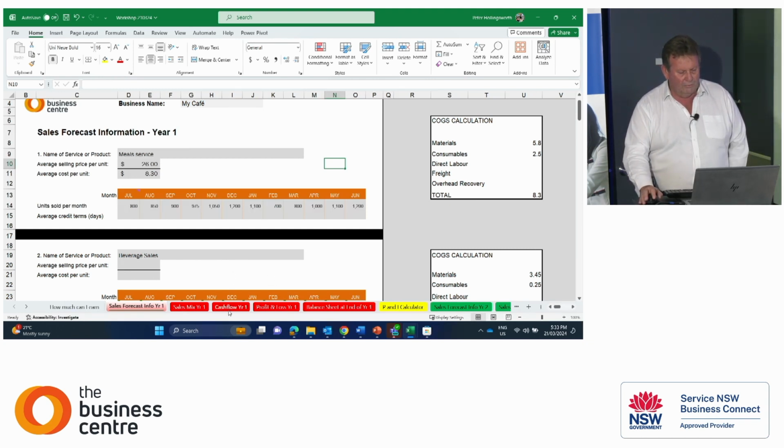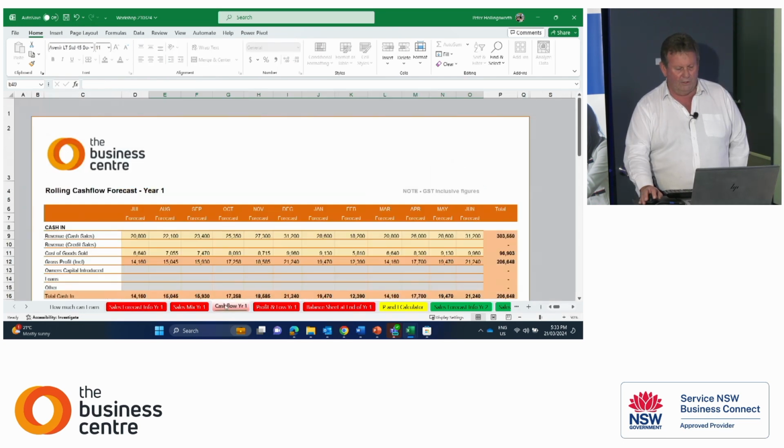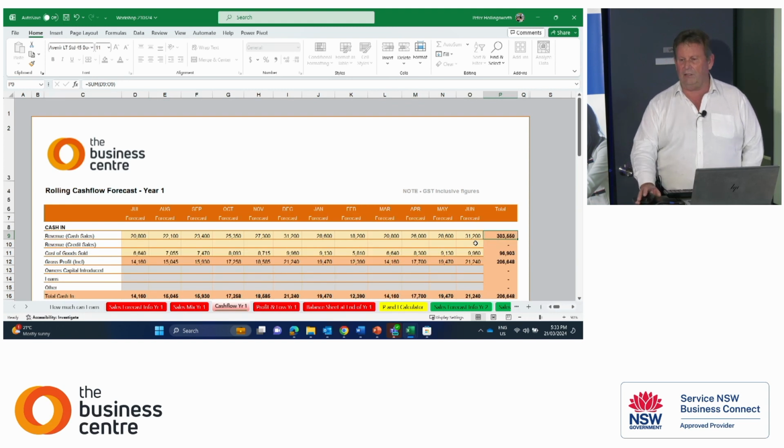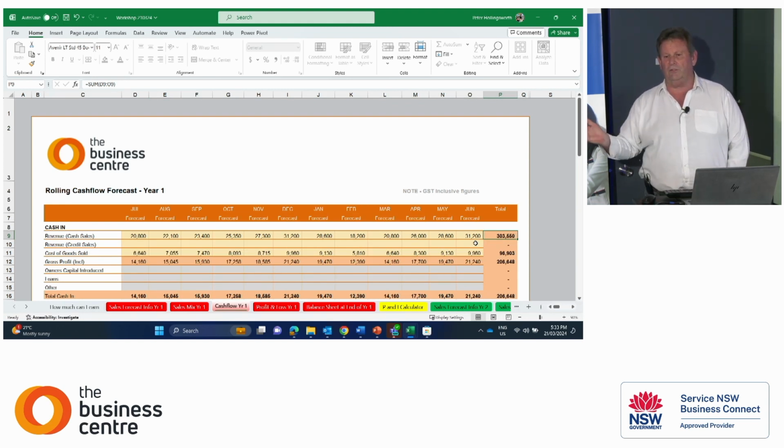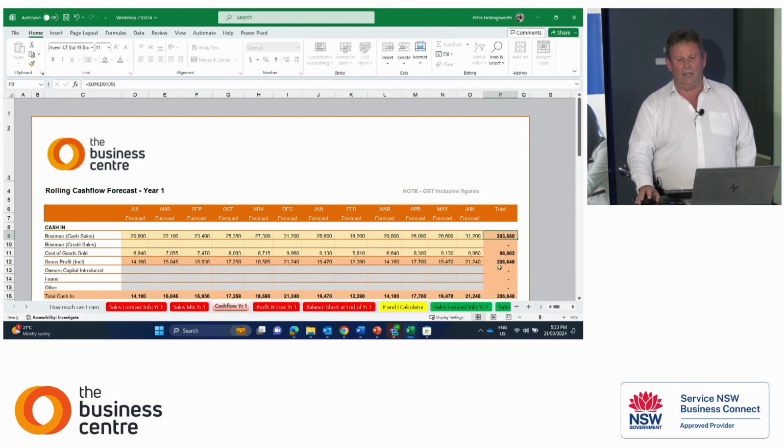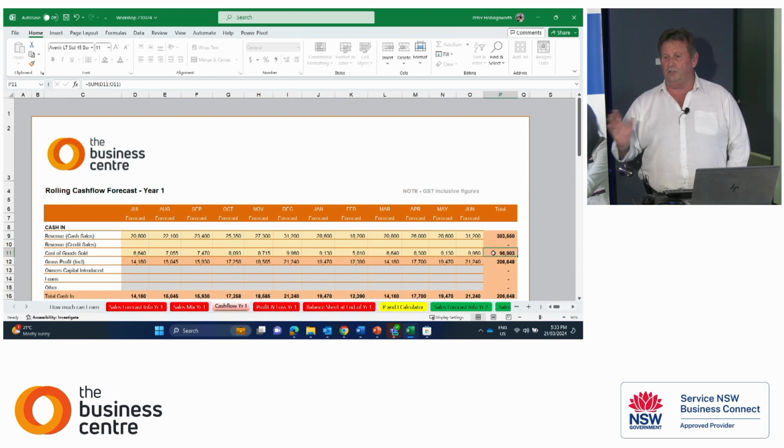So if I just run forward to our cash flow forecast now, just very quickly, you can see that it's now starting to populate this cash in area. We've already, just in that one product, taken in over $300,000 in revenue across the year. So that's what, $6,000 a week, roughly, in food sales. So this is giving you an idea of what your revenue might be. It's cost us $100,000 to produce that food, according to the forecast.